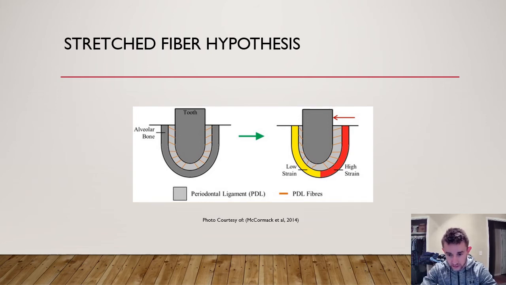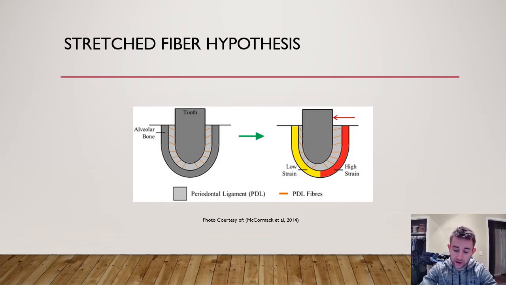So you can see it right here. If the food is coming in over here, the tooth is going to move slightly, and this side of the periodontal ligament is going to have a high stress and cause high strain over here, and then it's going to have low stress over here and low strain.